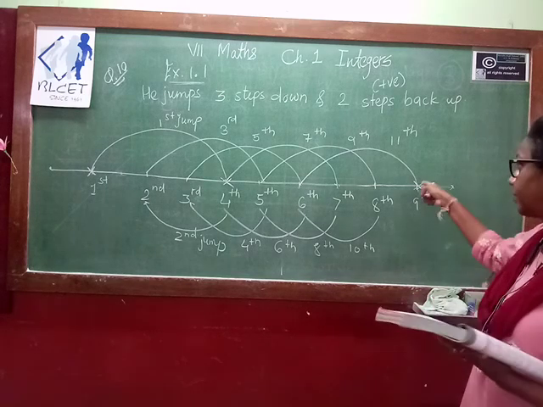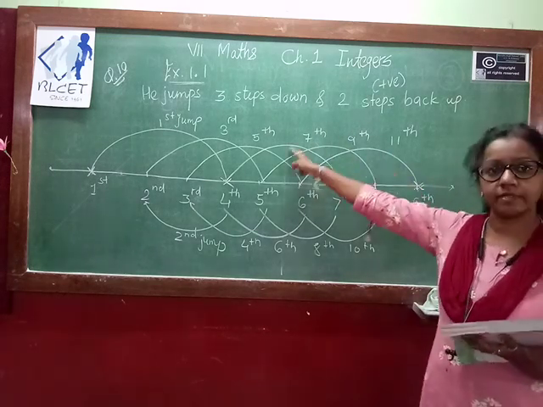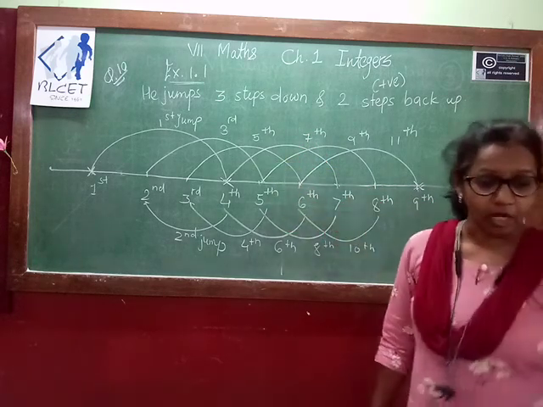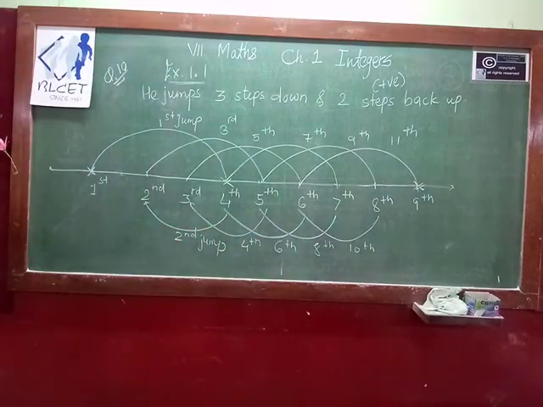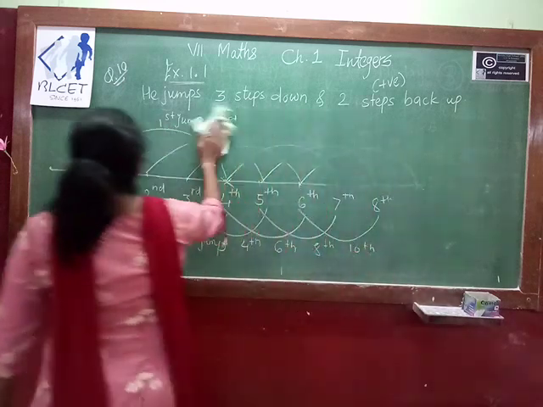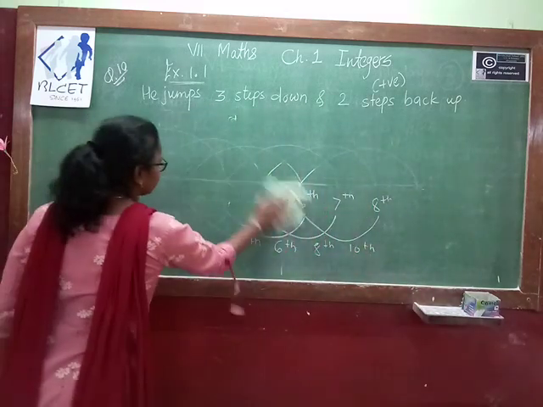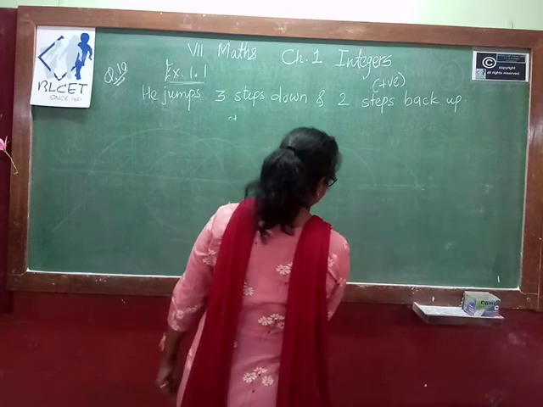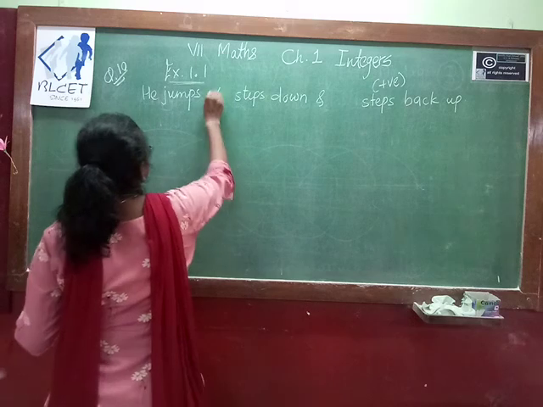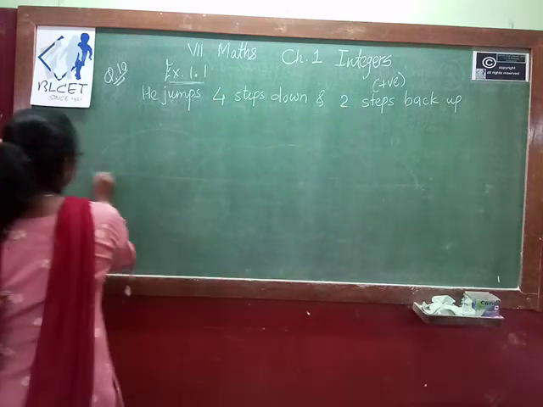So now we have to move from here: 4 jumps forward and 2 jumps backward. Then we will see how many jumps are needed. So let's see how to solve this question. For this also we have to draw the same diagram. Now what is 4 and 2? Sorry, he jumps 4 steps up, 2 steps back.